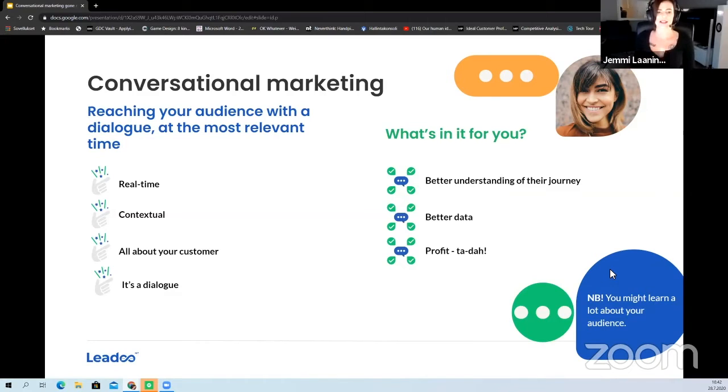But this is really something. And what's in it for marketeers? What's in it for the brands? What's in it for the companies? I find this being a really important point as well. It gives you an even better understanding of your customer's journey.